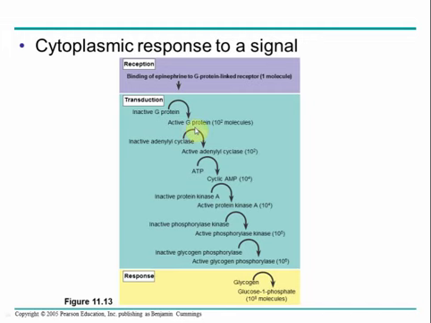So the G protein gets activated, which activates adenyl cyclase, and that triggers ATP to become cyclic AMP, which triggers this phosphorylation cascade from protein kinase A to another kinase, which in the end activates this enzyme, which will convert glycogen into glucose 1-phosphate.